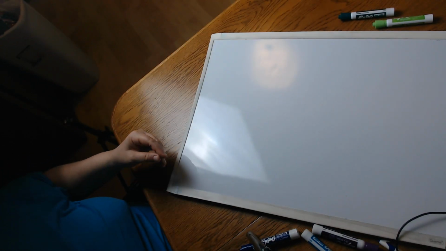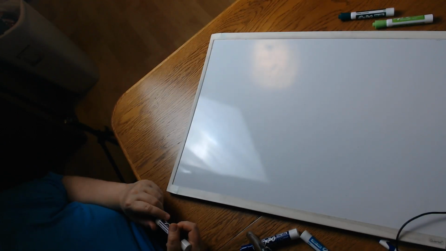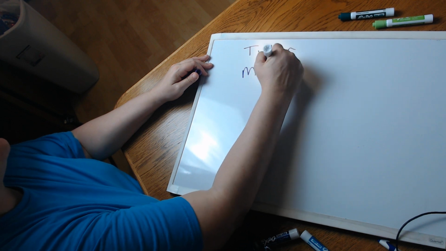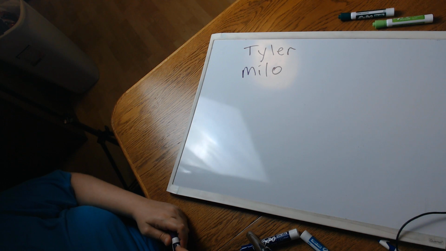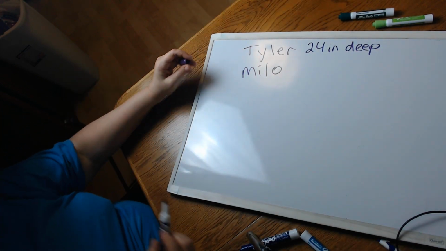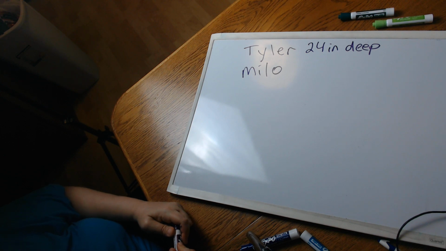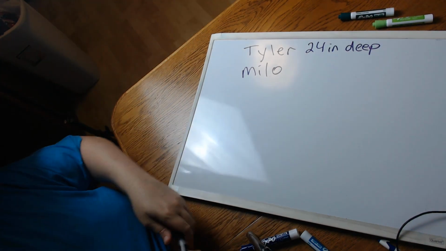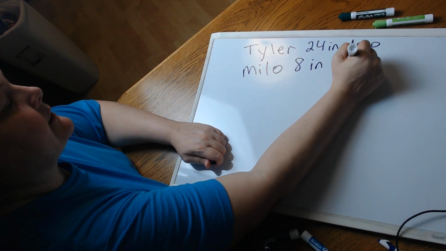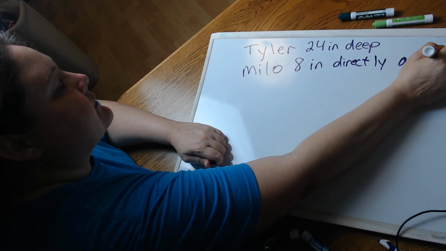Okay, now we're going to talk about interpreting negative number statements. Tyler and Milo are digging in the yard with their shovels. Tyler dug a hole that is 24 inches deep. And Milo's hole, he dug, is 8 inches directly above that. So Milo dug a hole that is 8 inches directly above Tyler's 24-inch deep hole. 8 inches directly above. Okay?